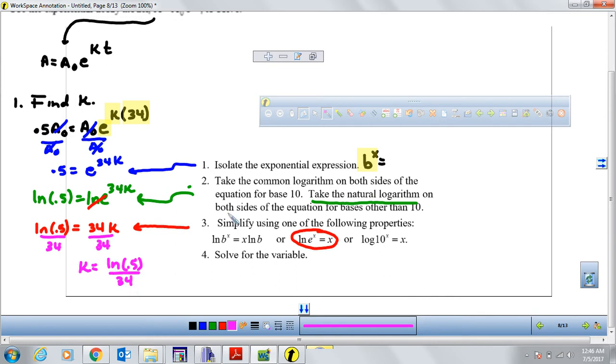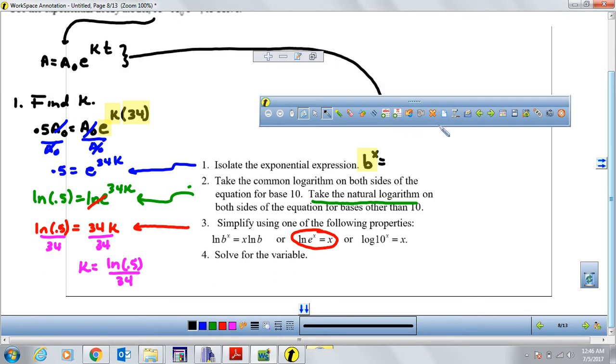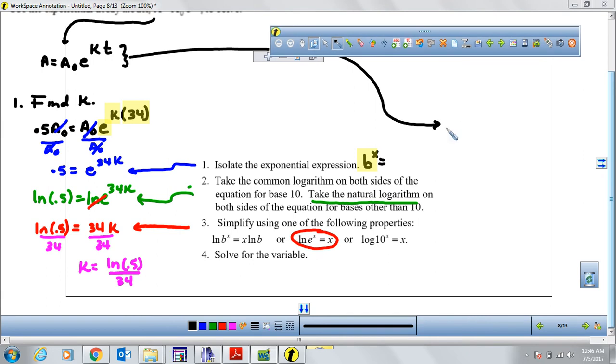That's the rate. Okay. Now what I am going to do next is put it back into the equation. This is my original equation right here. So now my new equation, with the k that we found, is A equals A sub 0 times e raised to the k, which is ln of 0.5 divided by 34, times t. This is going to be my equation. Now we know the rate, so now we can answer the question for this problem.